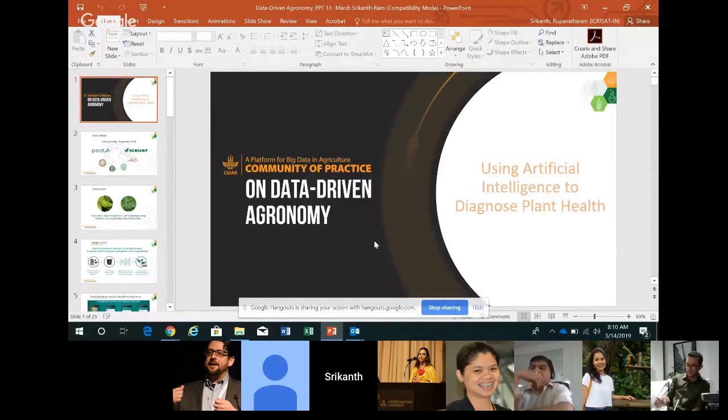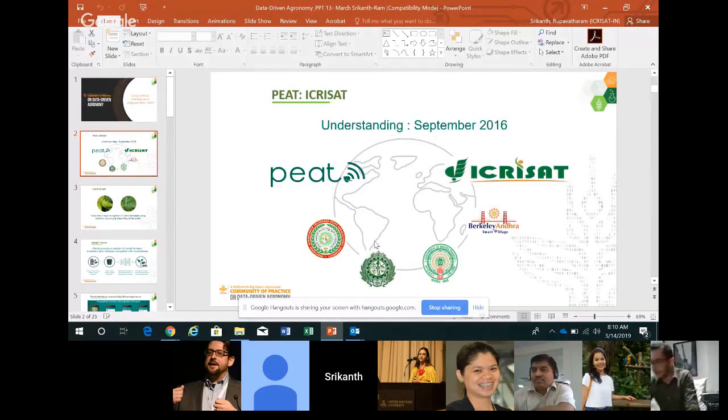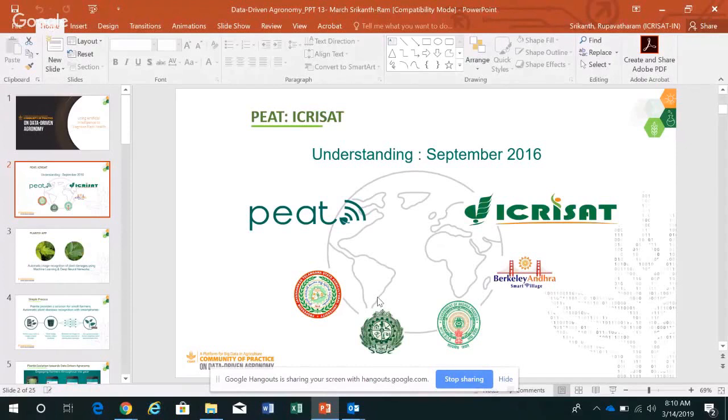So this is my topic, using artificial intelligence to diagnose plant health. We had an MOU with Peat, a German startup company that worked on artificial intelligence, way back in September 2016. We also have other partners who are working with us in the development of this tool: the local state agriculture university, the Department of Agriculture, and other schemes within the government who were supporting us.